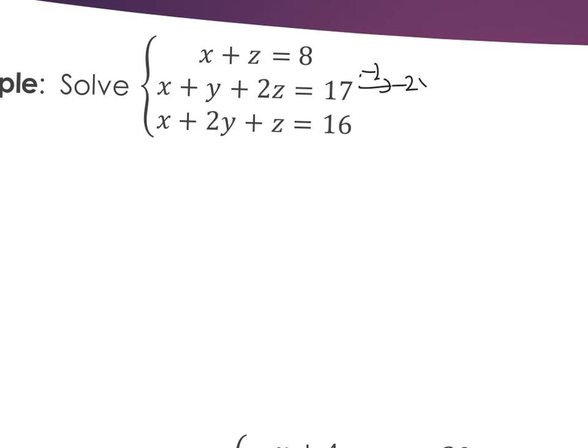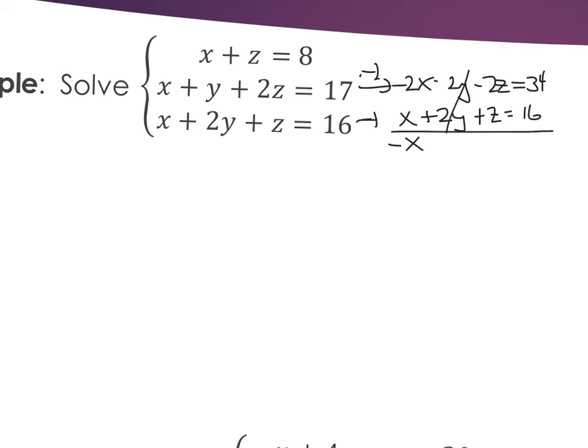So we'll have negative 2x minus 2y minus 2z equals 34. And equation 3 is going to remain the same. x plus 2y plus z equals 16. So we'll have negative x, y's cancel, minus z equals, oh, I missed something. I forgot my negative sign. Negative 18. And this is our new equation 3.